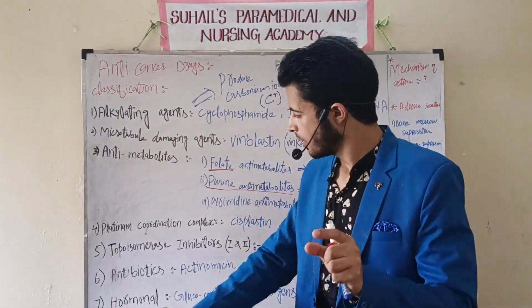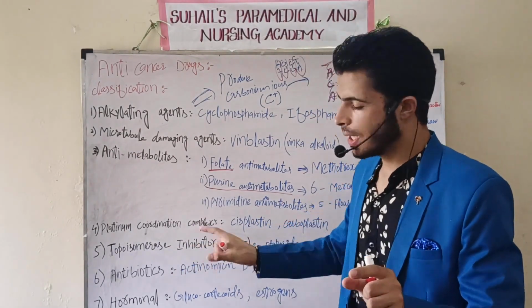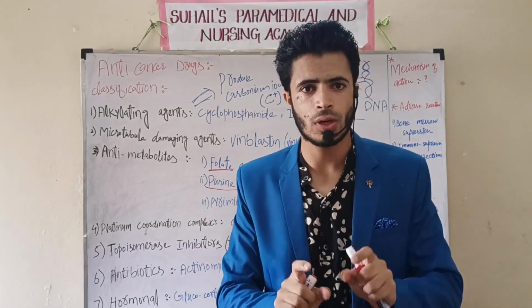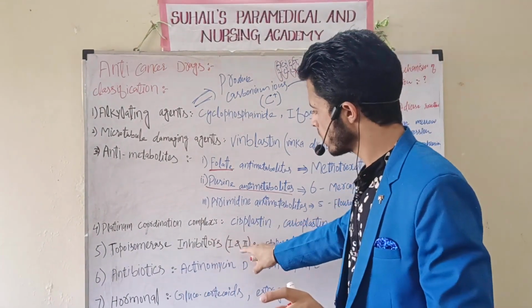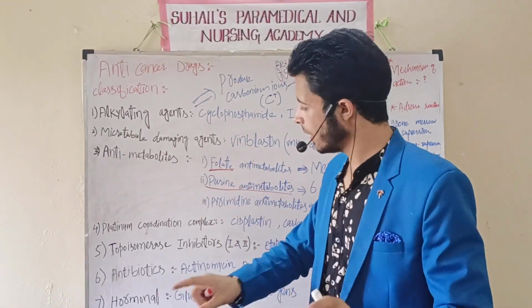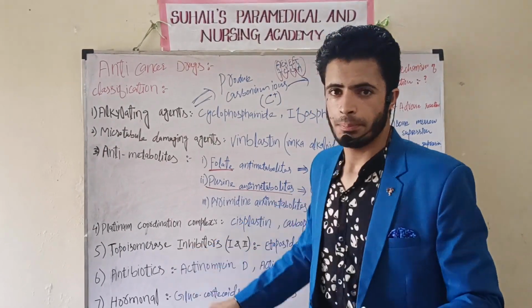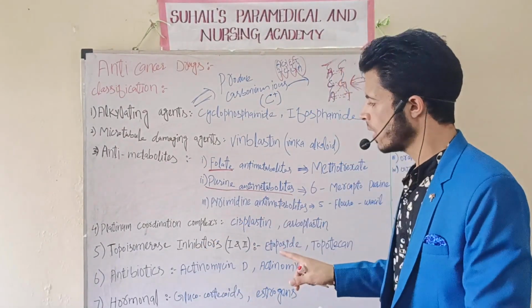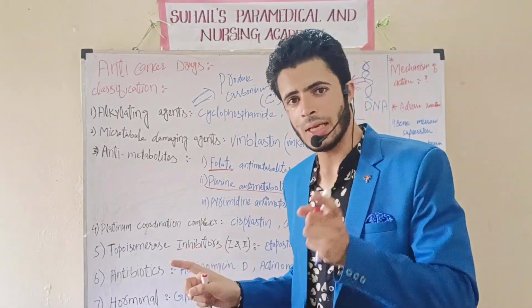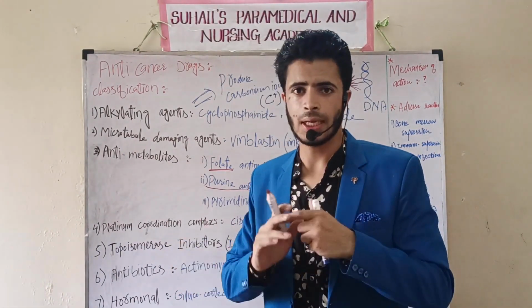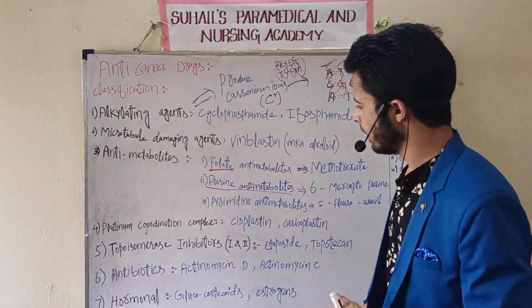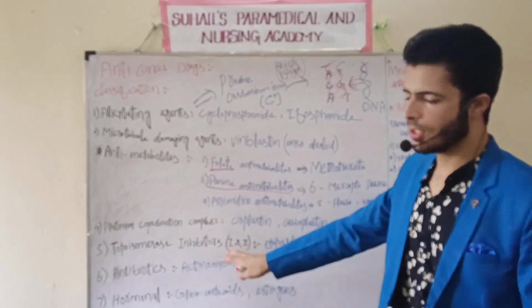So topoisomerase is an enzyme which is found in our cells. What will topoisomerase inhibitors do? They will inhibit the topoisomerase enzyme, because these topoisomerase inhibitors are important during cell division and the cell cycle, for normal DNA replication, transcription, translation that we are studying.